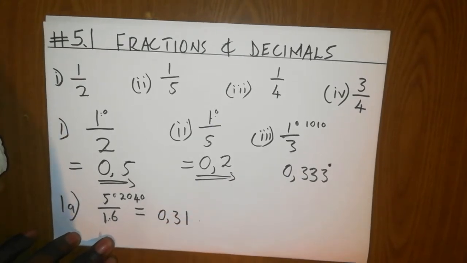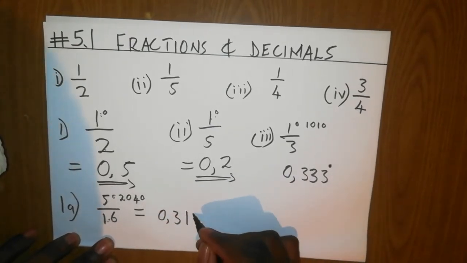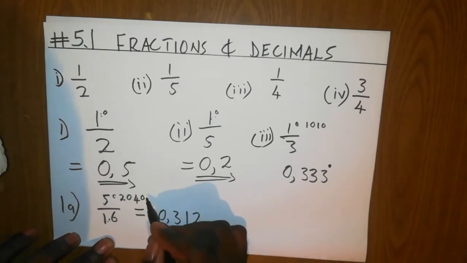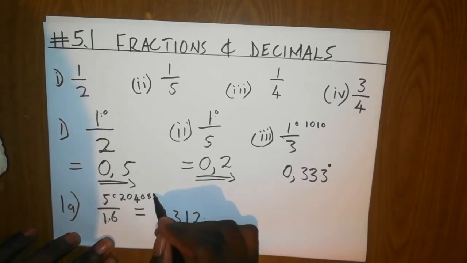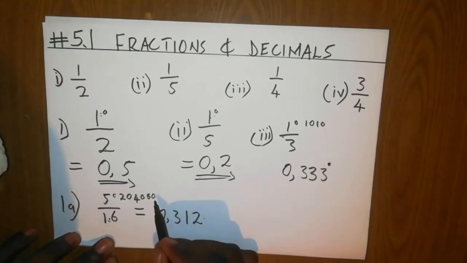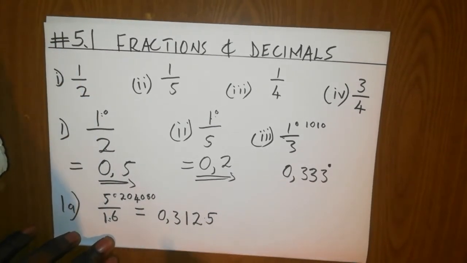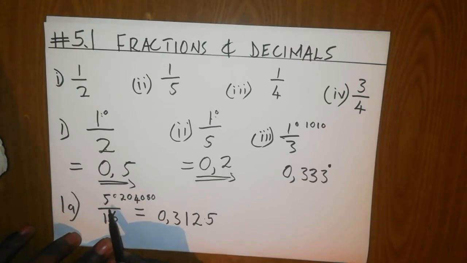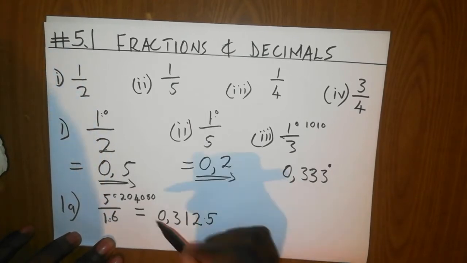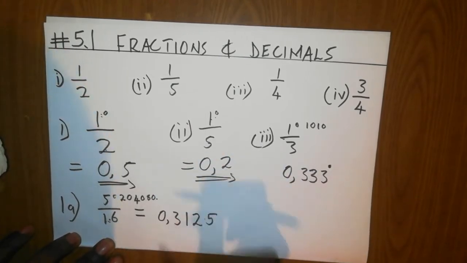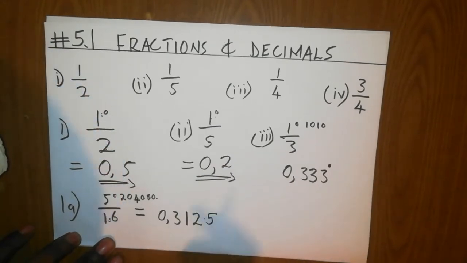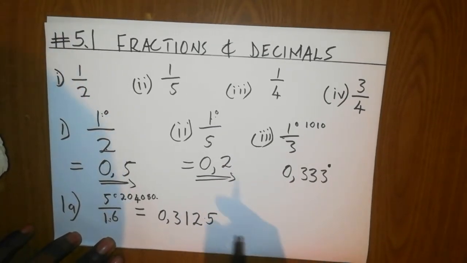16 into 40, I have my 2 there. Remainder 8. Then I put my small 0 there. 16 into 80, that's equal to 5. So I have expressed this fraction as a decimal. And this type of decimal is called a terminating decimal, just because I have arrived at an end here. So it's ending.